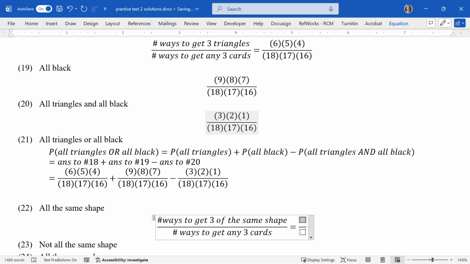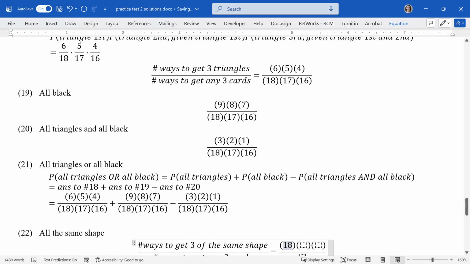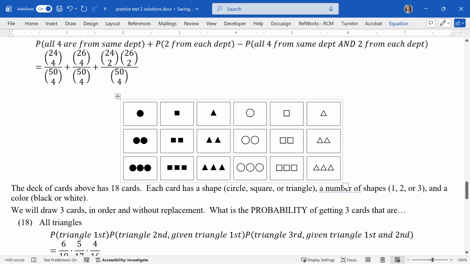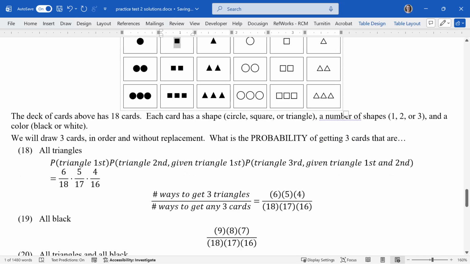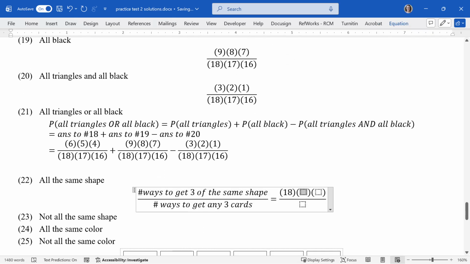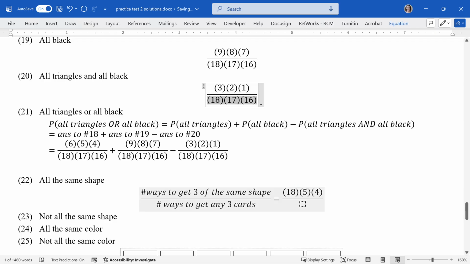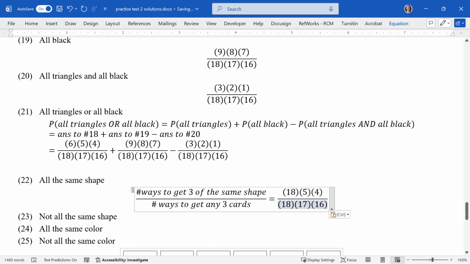So on the top, I guess I could do any of those 18 cards for my first card. So 18 options. But then when it comes to my second card, I need to match the same shape, right? So once I've picked one card, I know what shape I need to match after that. Let's say I pick a square first. Then after that, there will be 5 squares left. So the second number here will be 5. And then after that, it will be 4. Denominator is still going to be the same for all of these. It's just the number of ways to get any 3 cards.